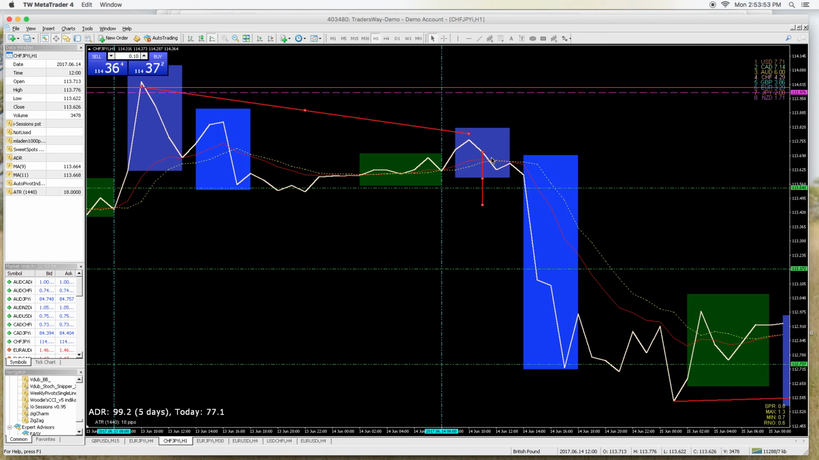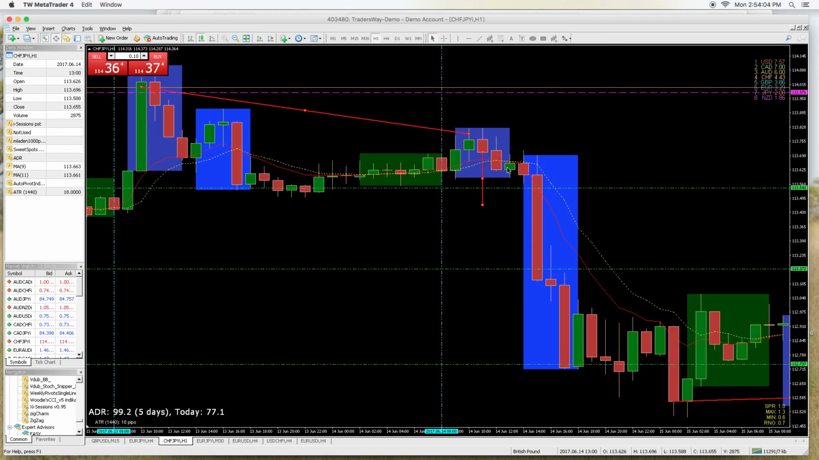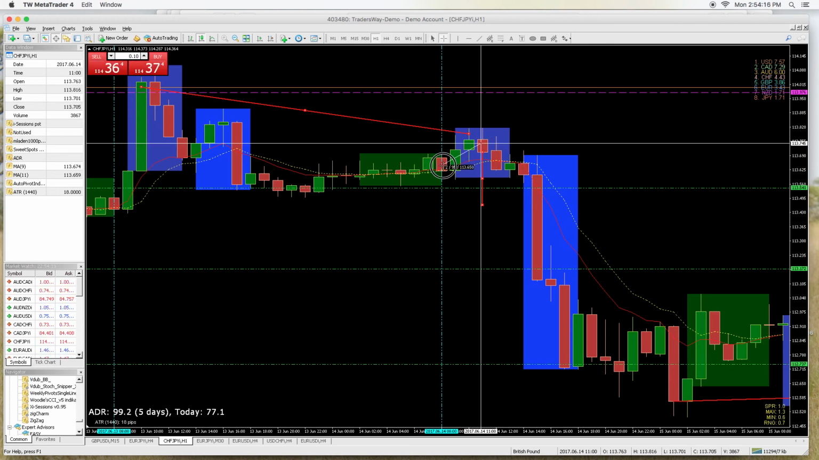And so we're looking to get into this as soon as possible. Going back to the candle chart here, this is the 12 o'clock candle, so this is the first 1 hour close after the completion of this 4 hour candle, which includes from here to here.